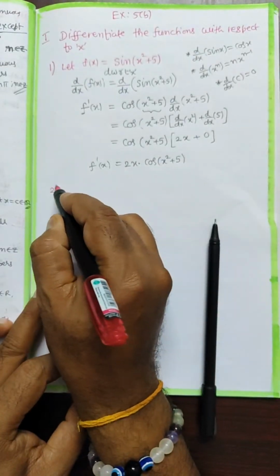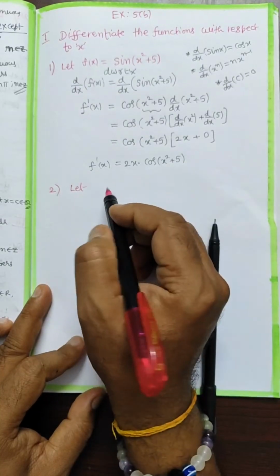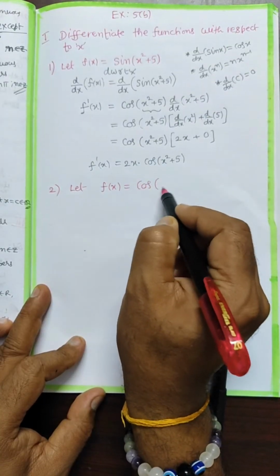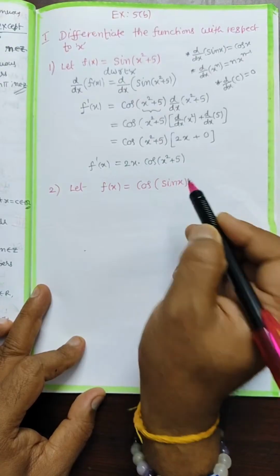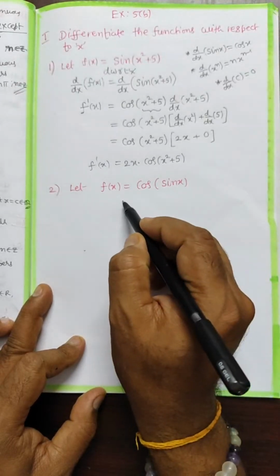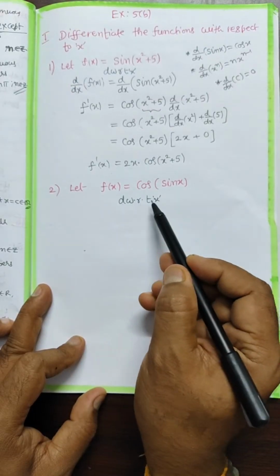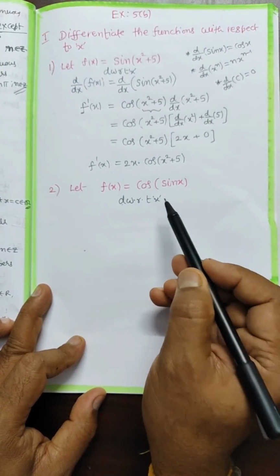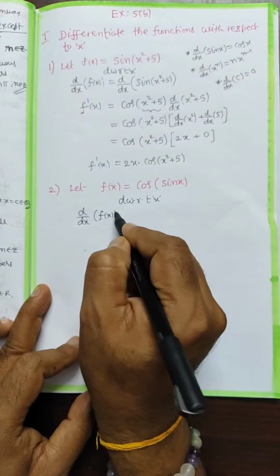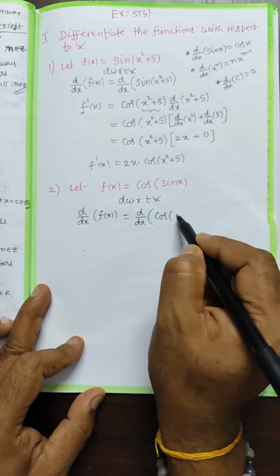So question number 2. Let the given function be f of x equal to cos of sin x. In cos, sin x is involved. So here also a similar procedure: differentiate with respect to x. DWRTX means differentiate with respect to x. So d by dx of f of x is equal to d by dx of cos of sin x.